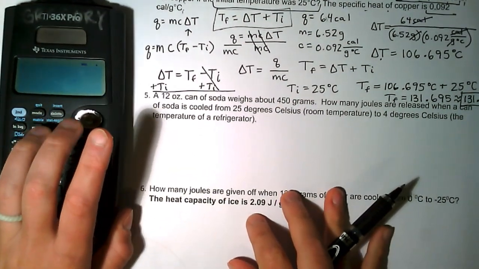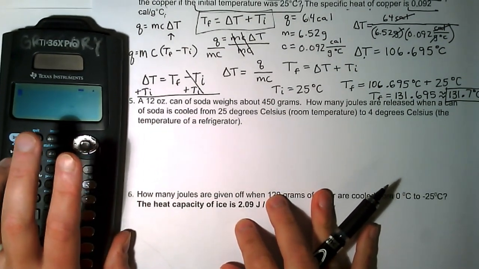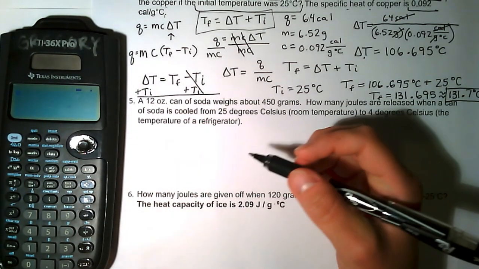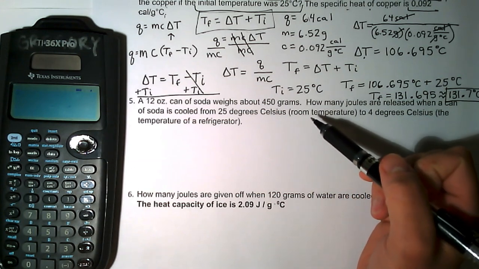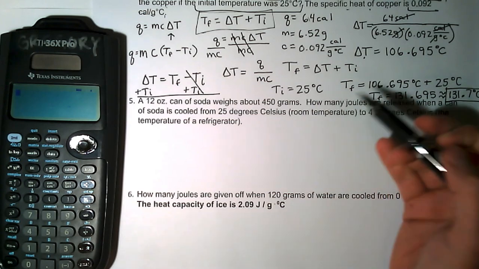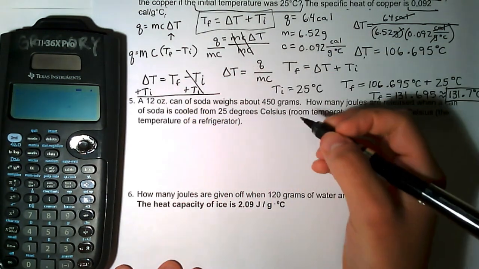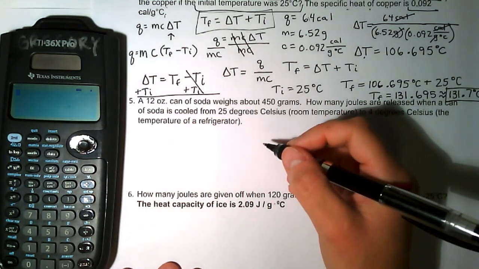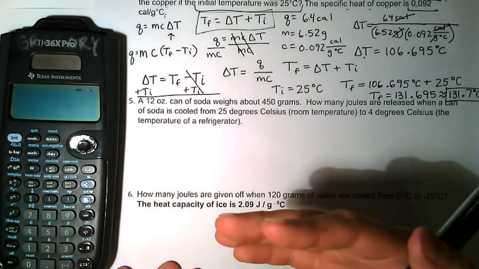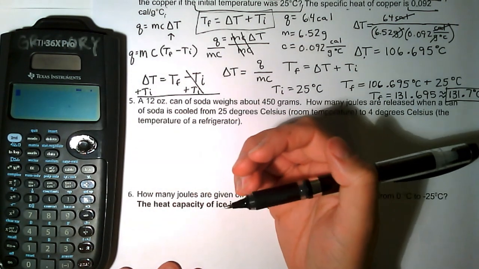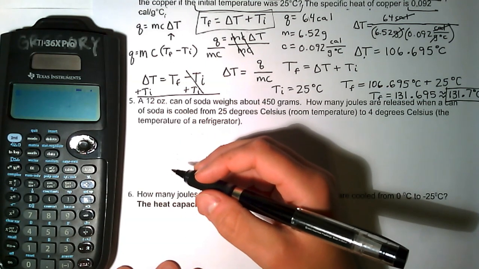It says a 12-ounce can of soda weighs about 450 grams. How many joules are released when a can of soda is cooled from 25 degrees Celsius, which is room temperature, to 4 degrees Celsius, which is the temperature of a refrigerator? So first of all, we need to make a little bit of an assumption here. Soda isn't something that we have a value for specific heat capacity for. So we have to make the assumption that soda is primarily made up of water, which is a pretty good assumption. Most of soda is made up of water. It just has a little bit of caffeine and acid and sugar added to it.